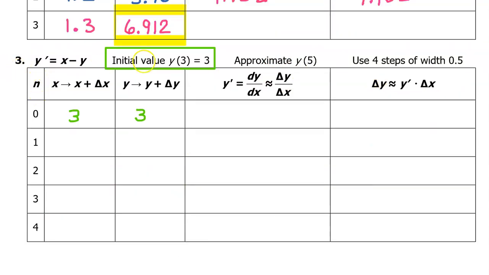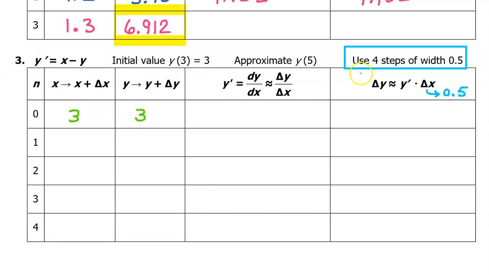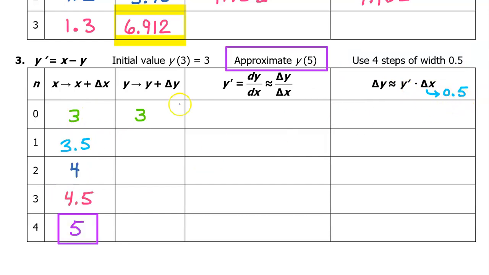For number 3, we are given the initial value y at 3 equals 3. So that's 3, 3. That's a lot of 3's. We are told to use steps of width 0.5. That means delta x is 0.5. We can use delta x to find all of the x values. We're just going to add 0.5 to each x value. Notice that we are being asked to approximate the value of y when x is 5, and here we are ending at an x value of 5.